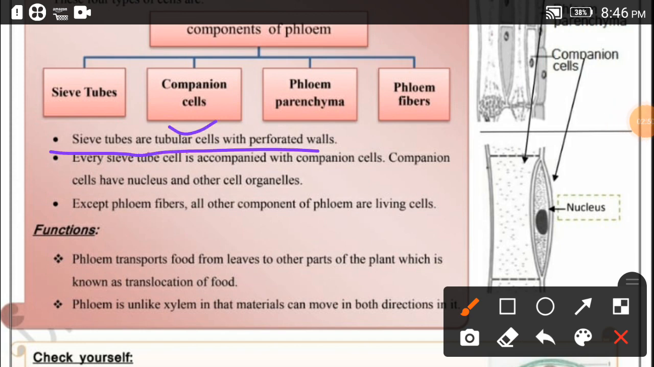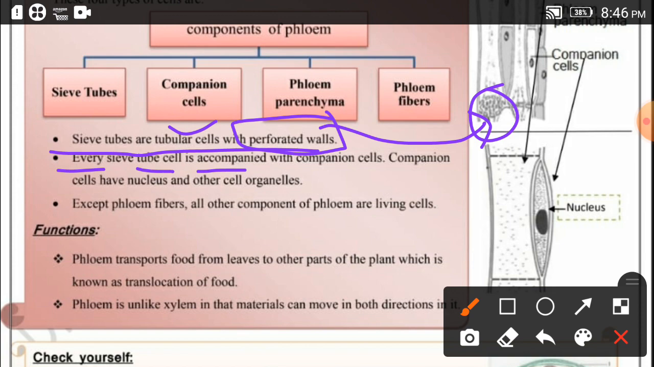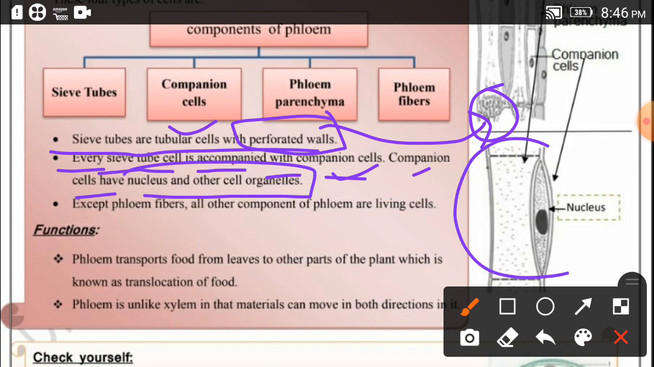Sieve tubes are tubular cells with perforated walls. Perforated means the wall with pores is known as the perforated wall. Every sieve tube cell is accompanied by a companion cell. So every sieve tube contains a companion cell. Companion cells have a nucleus and other cell organelles. Here, in the zoomed diagram, we can see this perforated wall of the sieve tube. The pores are there, and the companion cell with the nucleus and the cytoplasm.